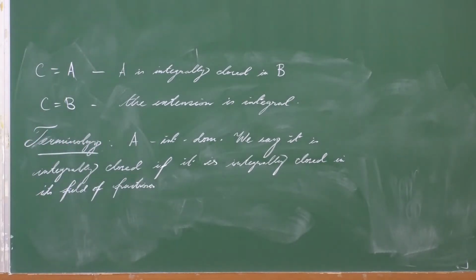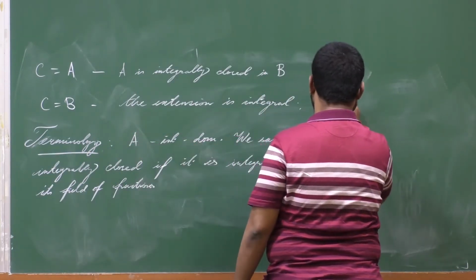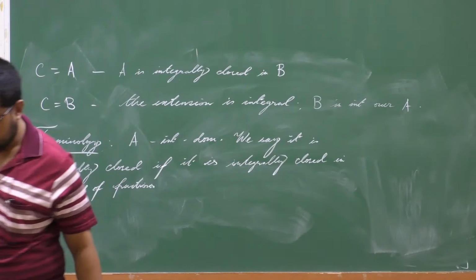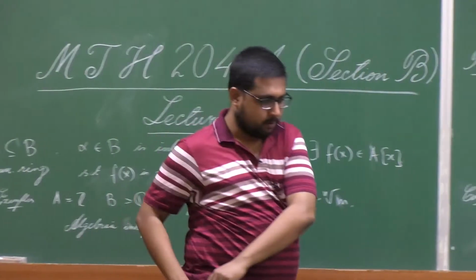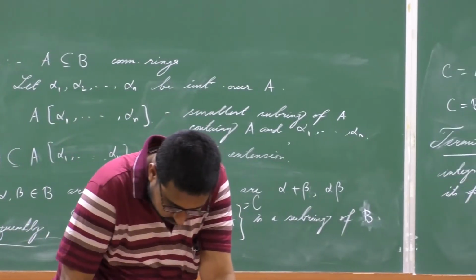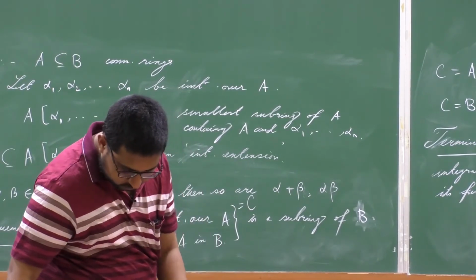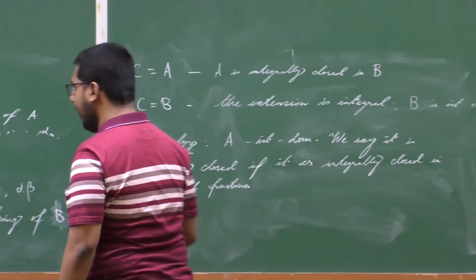Okay. And what next? Another way of saying this is that we also say B is integral over A. Okay. The next thing is the transitivity of this integral dependence. Before that, let me check whether I have missed something to mention. B is integral over A. Okay, so now let me directly prove the transitivity.